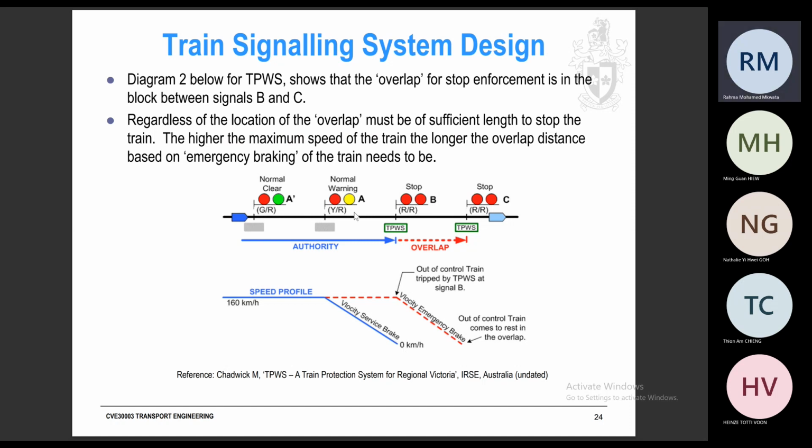But if the train goes over this and hasn't stopped here, didn't come to a complete stop here, then the TPWS will be activated to stop the train, so that when the train comes to this point, it will really stop. So this is the point where the out of control train is tripped by the TPWS to slow down the train, up to the stop. So you can see that you need 2 blocks for safety purpose.